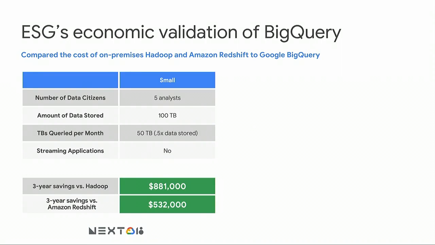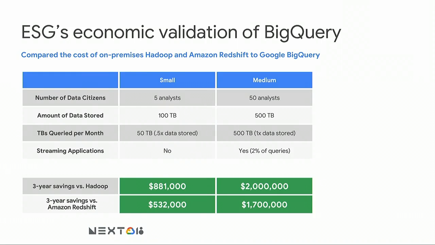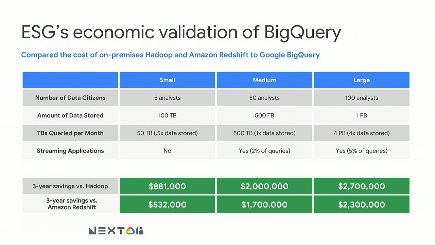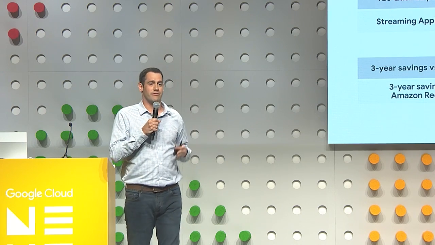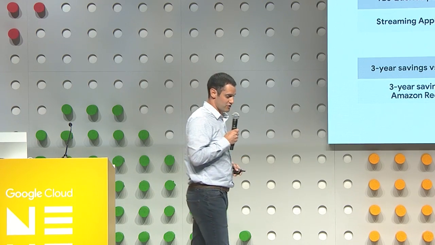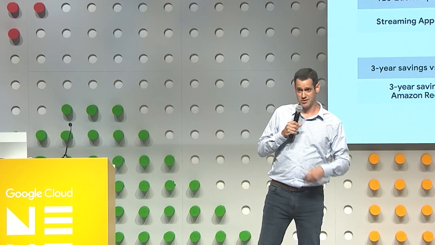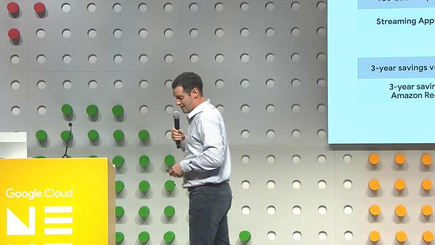So we took all that data and we created a model. And that model was spread across 3 different organizations that we just kind of threw out there as good starting points: small, medium, and large organization. Now, some of the considerations when you're looking at an enterprise data warehouse, we factored in number of data citizens, analysts that are actually doing the querying, how much data is stored, how much data is queried of the data that's stored, and then factored in streaming applications because you're going to incur additional costs.